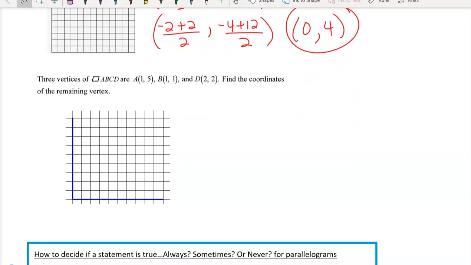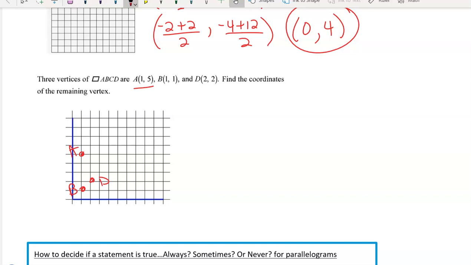Okay, on this next one, it says the vertices of A, B, C, D are given. Well, 3 of the vertices are given, A, B, and D, and you need to find the remaining one. So we're going to go ahead and plot A at 1, 5. 1, 2, 3, 4. 1, 2, 3, 4, 5. Here's A. And then B is at 1, 1. This is B. D is at 2, 2. So over 2 and up 2. This is D.